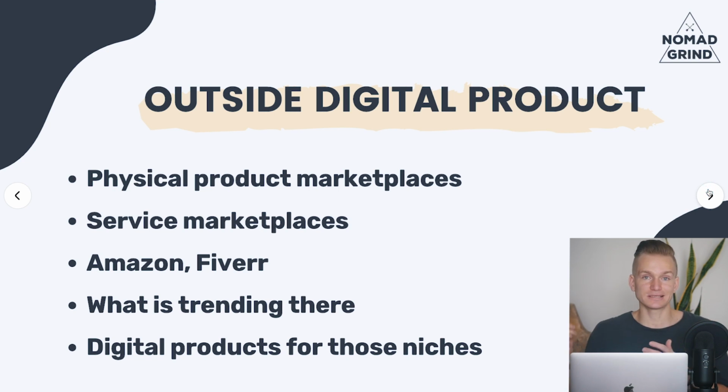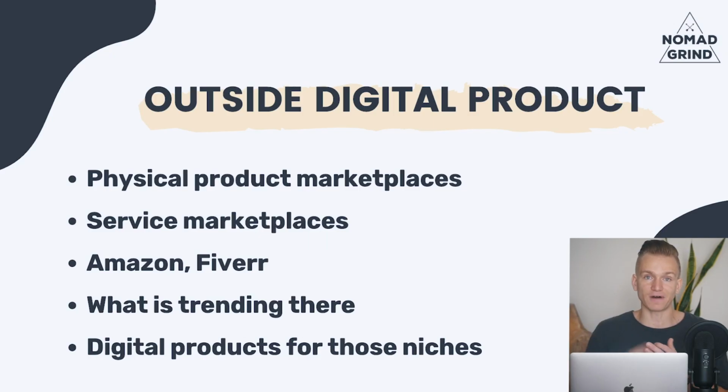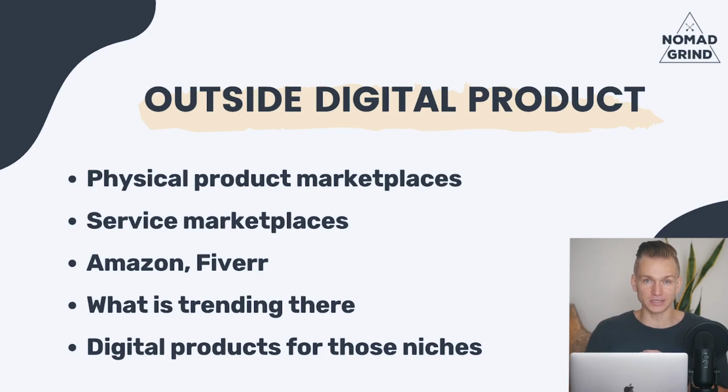Another little hack is to look outside of digital products. Try to look at some physical products. You can look at physical product marketplaces or even services. There are a lot of different websites, but you can use the main ones such as Amazon or Fiverr, and just see what is trending there, what are the popular physical products, what are the popular services, and always think whether there are digital products that you can create for that specific niche as well.